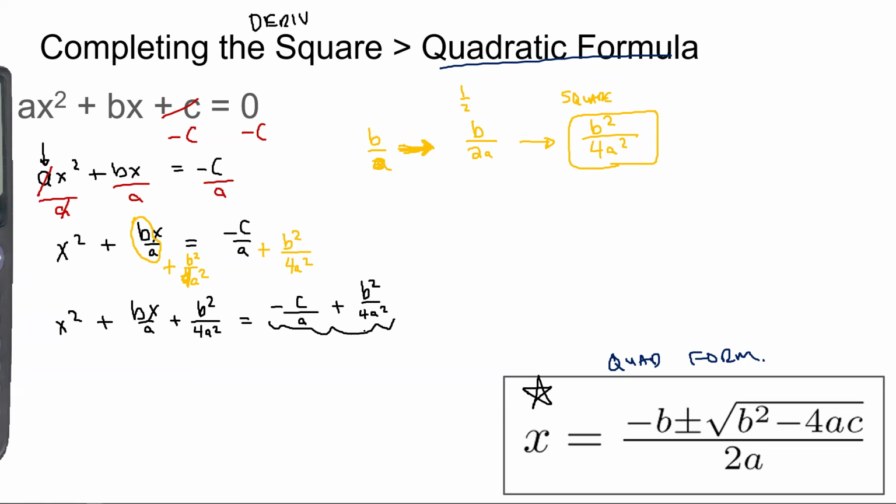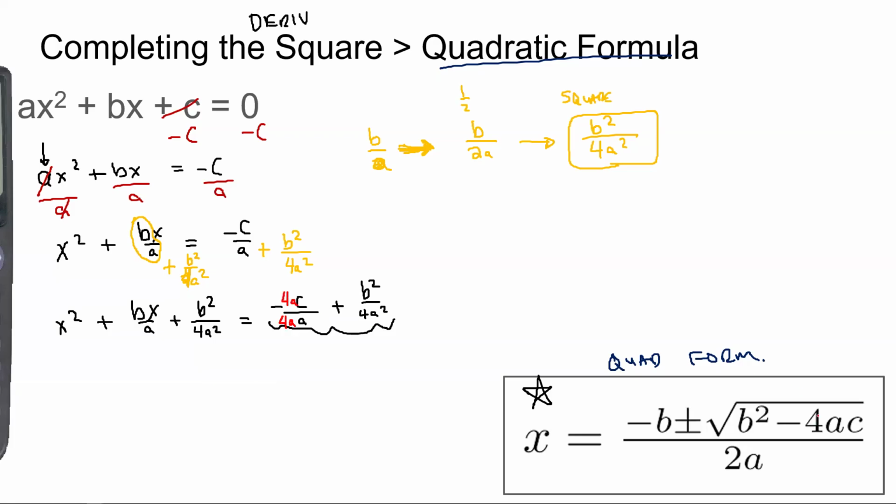I've got an a on the bottom of one fraction. I've got a 4a squared on the other one. I need to make that the same denominator. So 4a squared would be that least common denominator. I need to multiply here by a 4a so that 4a times a would give me 4a squared. And I can do that right here.